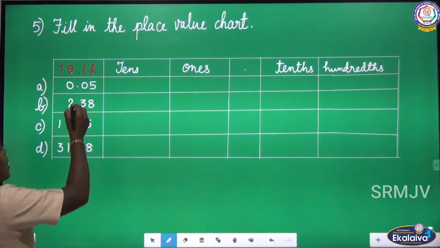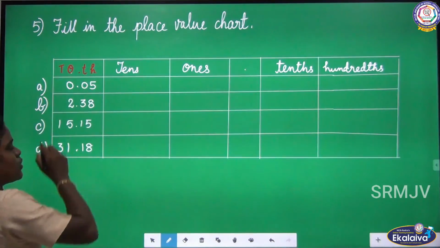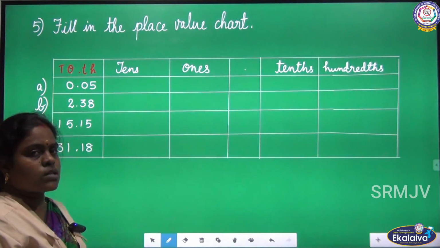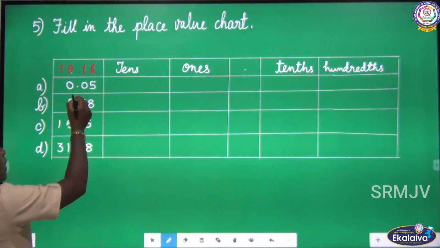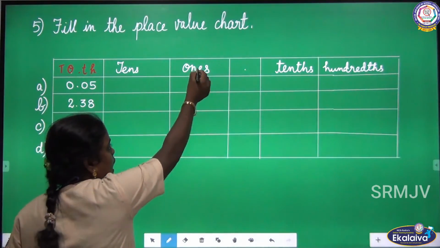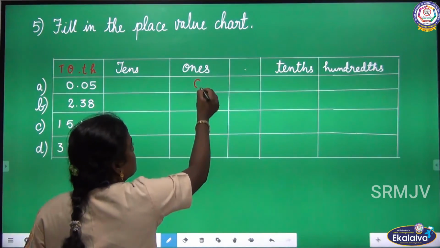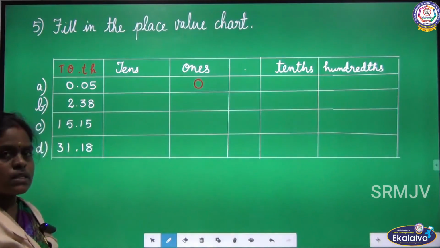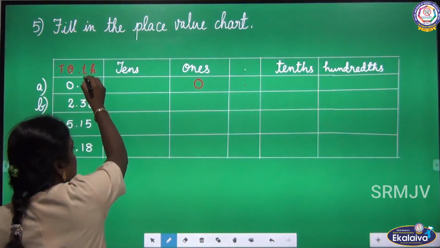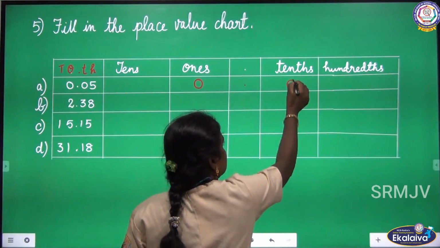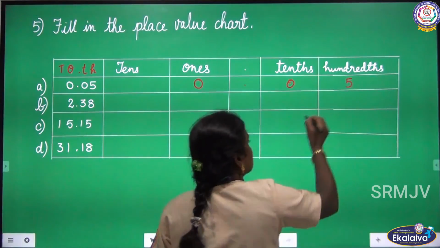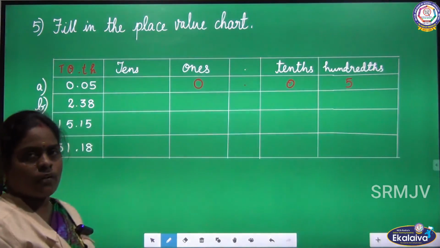So look at the first number, 0.05. So according to the place values, we are going to fill the box using the given numbers. Here 0 is in ones place. So here we have ones column. Write 0 in ones place. Dot. 0, 5. 0 we should write in tenths place and 5 in hundredths column. So 0.05 we have completed.